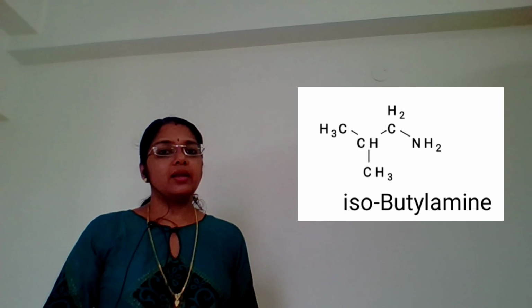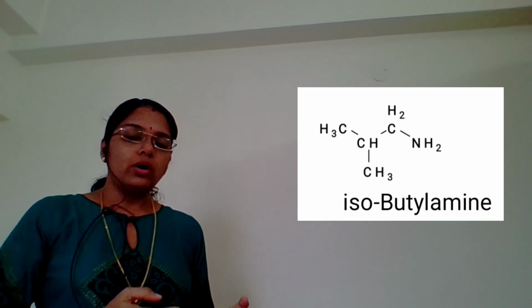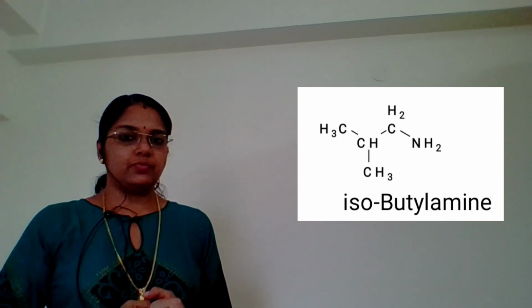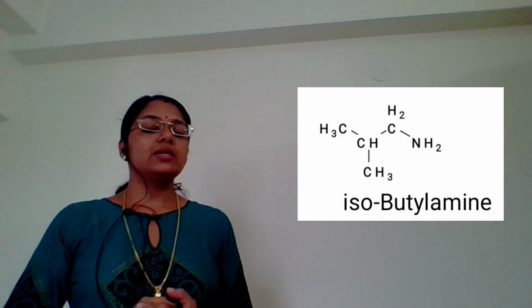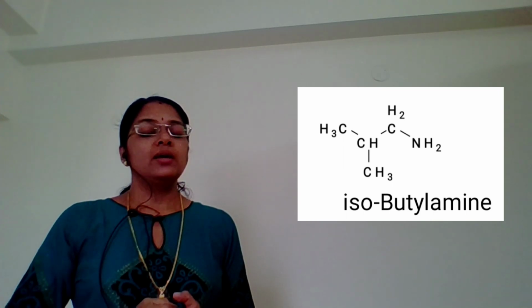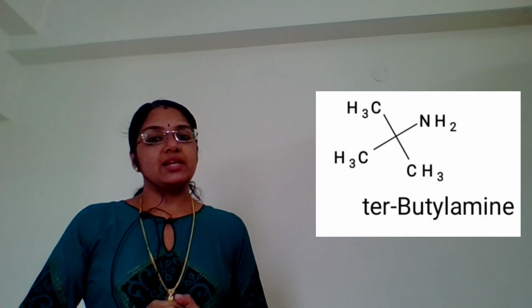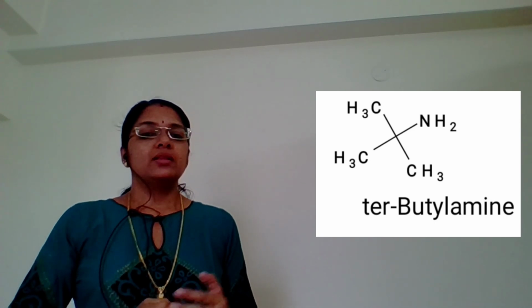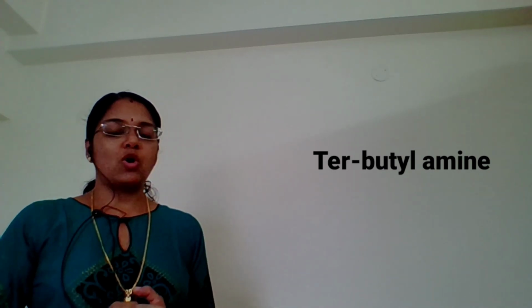So a hydrogen atom can leave from the primary carbon and an amine can be attached, or a hydrogen atom can leave from the tertiary carbon and an amine can be attached. If the hydrogen atom leaves from the primary carbon and the amine attaches in isobutane, then its common name is isobutyl amine. Again, if the hydrogen atom leaves from the tertiary carbon and an amine is attached, then it is termed tertiary butyl amine as its common name.